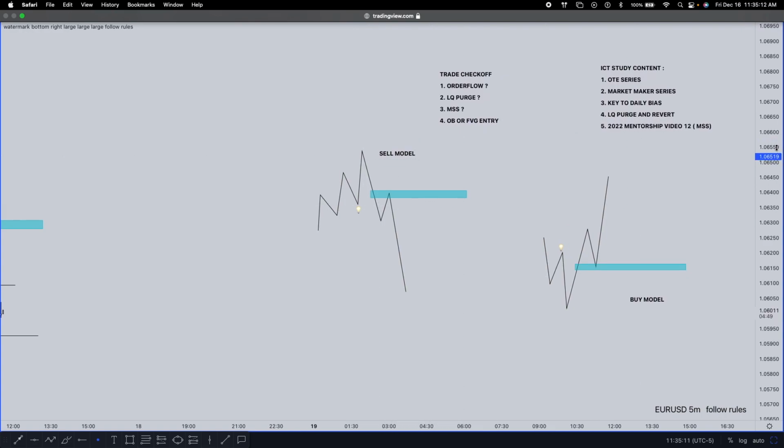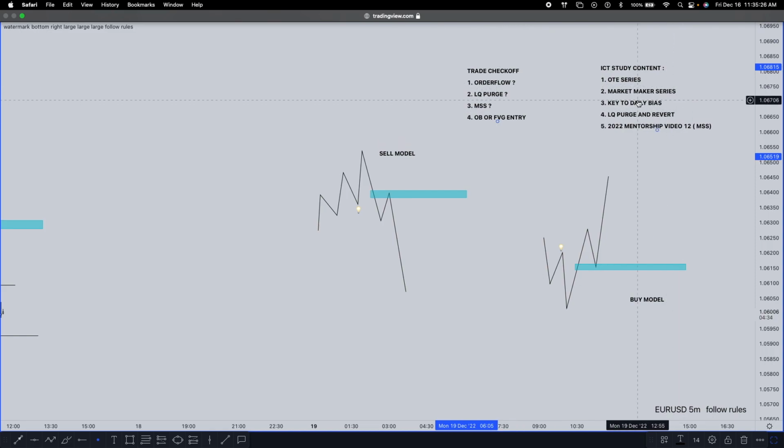So coming into a sell model, let's say we're coming into a bearish order flow day. So when you see right here, my trade checkoff here is I must first determine what is order flow. Are we bearish for the day? Are we bullish for the day? And I get my order flow from where? Daily time frame.